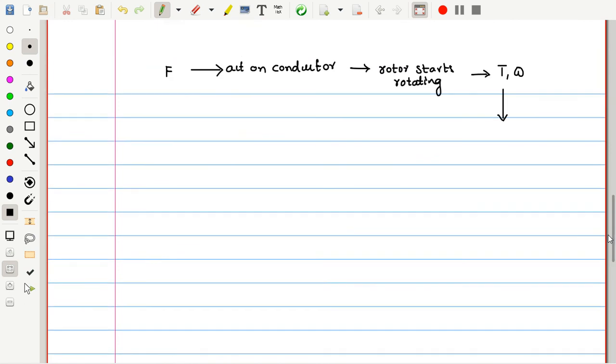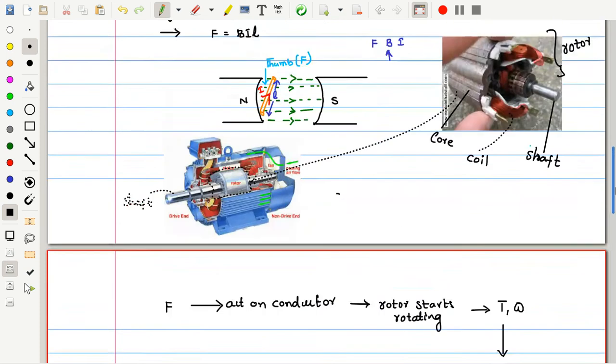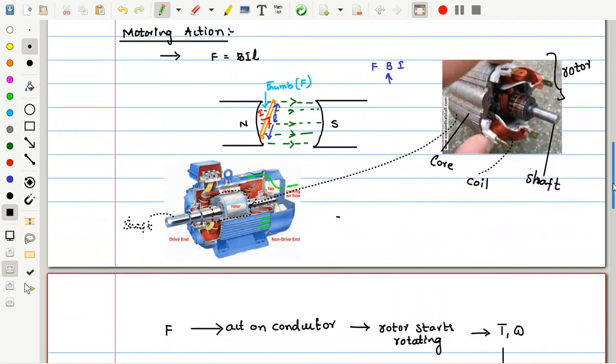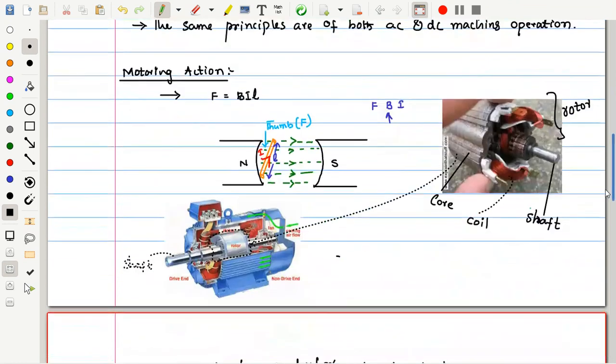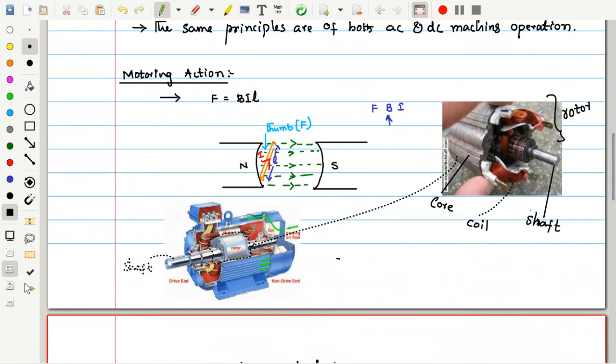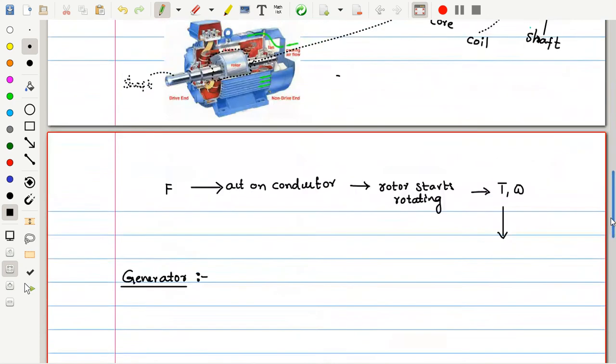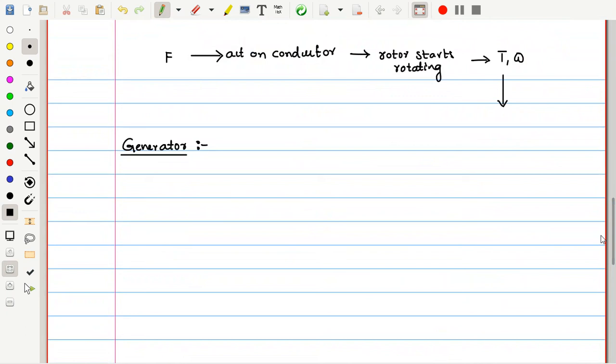Now let us see the generator action. These points we will be discussing in detail later on. I am just giving the basic idea of the motor and the basic idea of the generator. That's all. I wrote these two points here very carefully. When a current carrying conductor is placed inside a magnetic field, that is what I did here to demonstrate the motoring action. Clear? Now let us see the generator action.